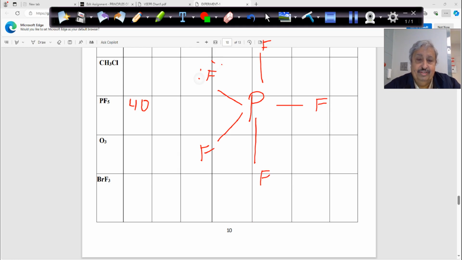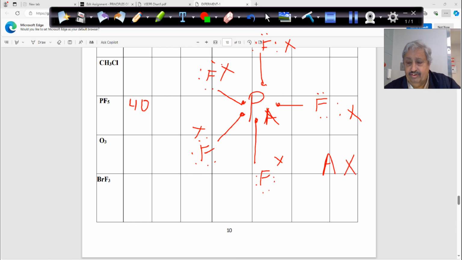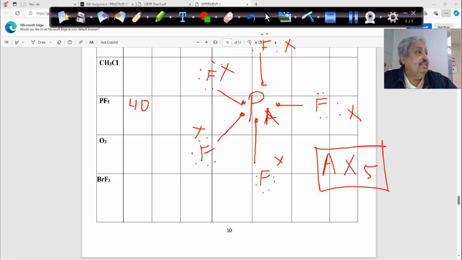And if you look, this is very unique, because phosphorus has 5 valence electrons, and all those 5 are shared by the fluorine atoms, correct? So this one here will be A, and X, X, X, X, X, that will be AX5, no lone pair. So the molecular geometry will equal what? It will equal the electron geometry, because there is no lone pair, correct?